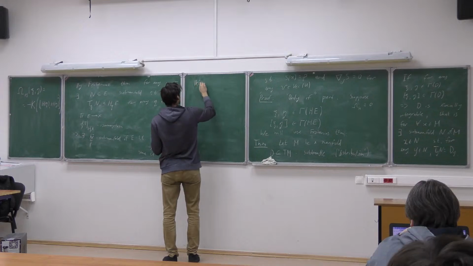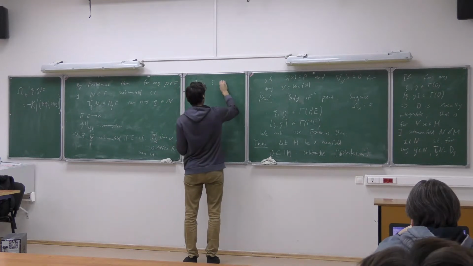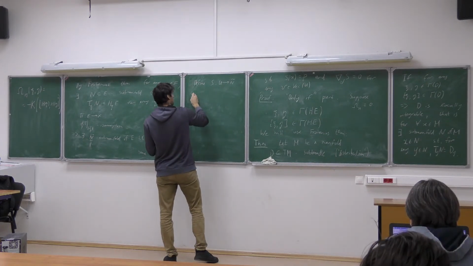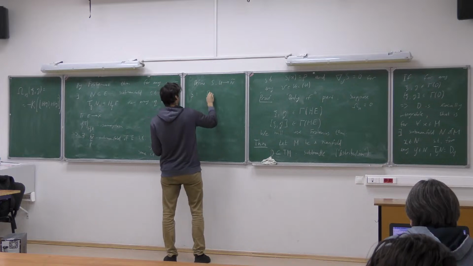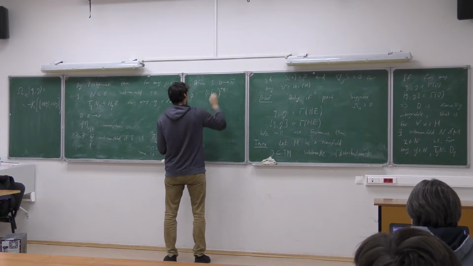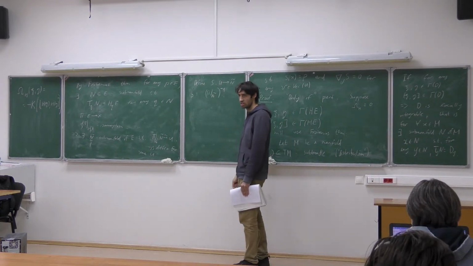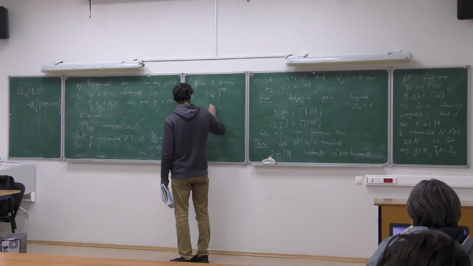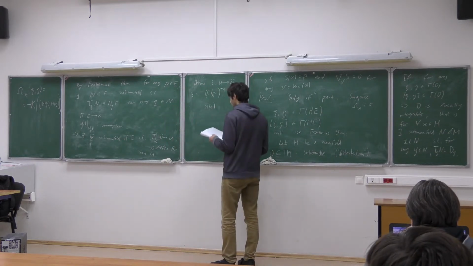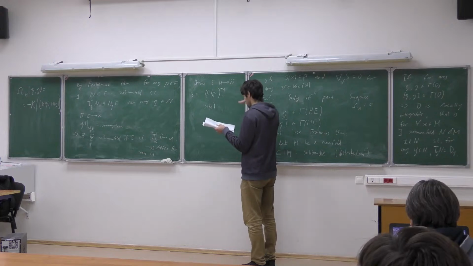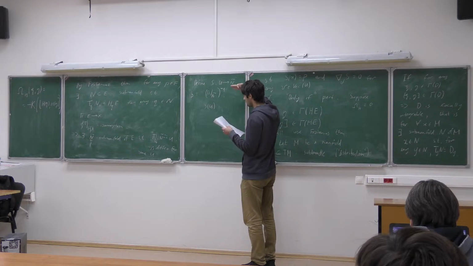Define S from U to n tilde to be S equals pi restricted to n tilde inverse. So this is a section, and the corresponding submanifold is such that its tangent spaces belong to the horizontal subbundle.